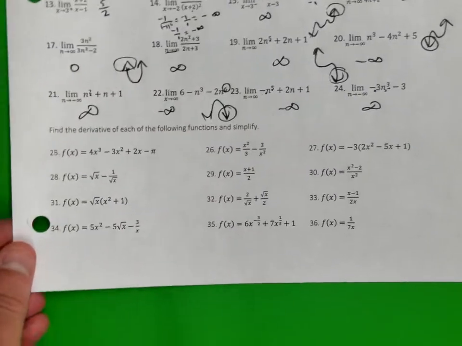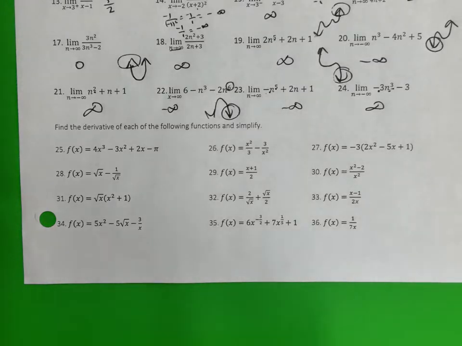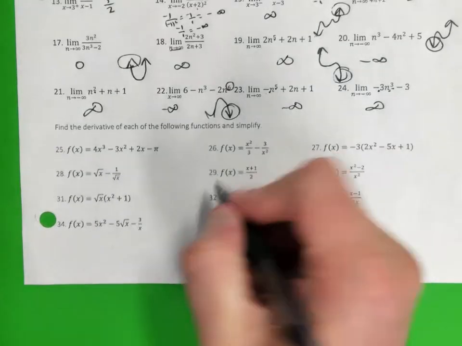Alright, which of these derivatives do you want me to do? I won't get all of them done today. Which ones? 32. Let's look at good old 32. Here we go.